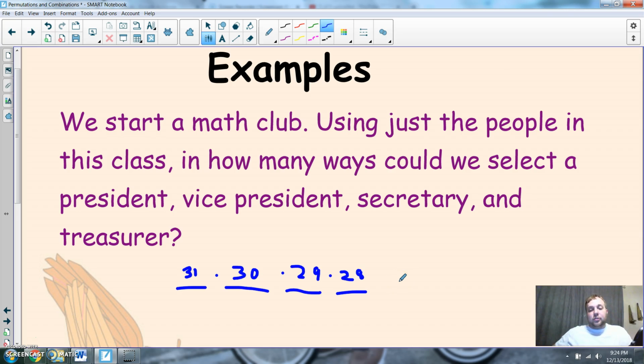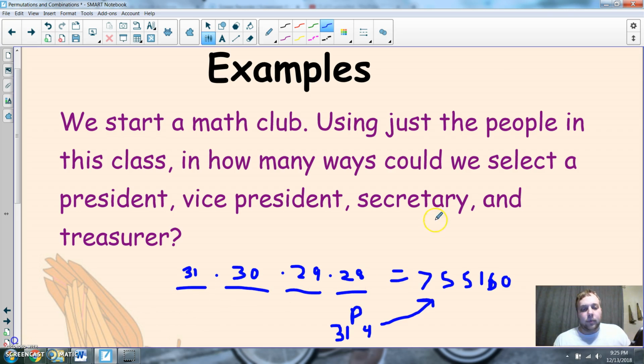The final answer is just multiply those together. Final answer is this. Okay, you could also use your P function in your calculator. It would be 31P4.